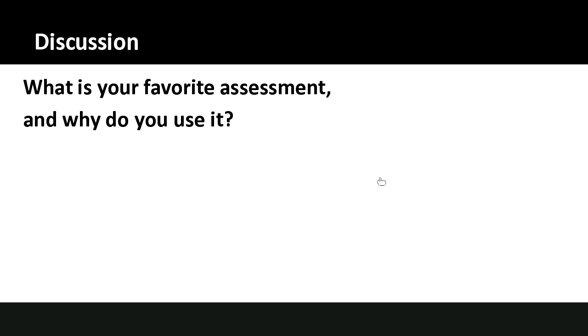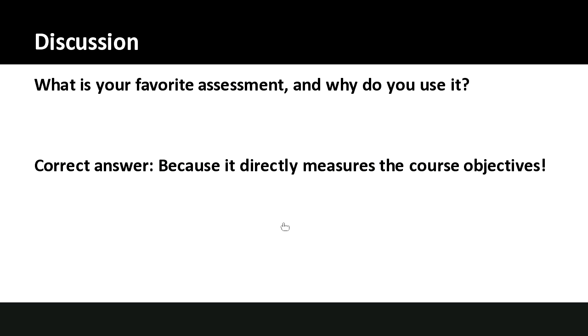Well, I will share with you the answer. I do feel like there's a very strong correct answer in this case, and it's the answer of why you would use it. And that's because it directly measures the course objectives.